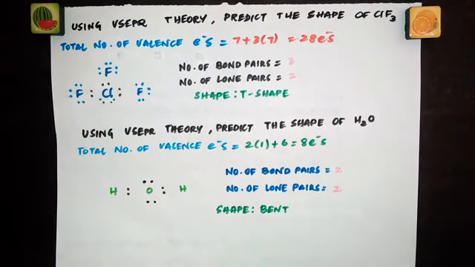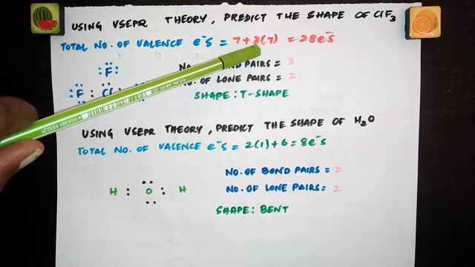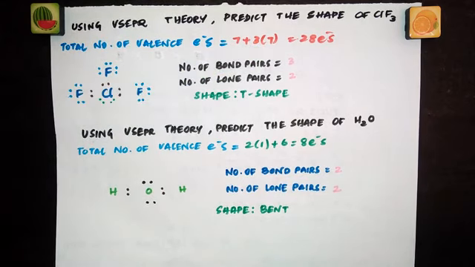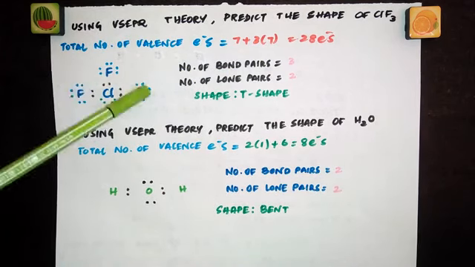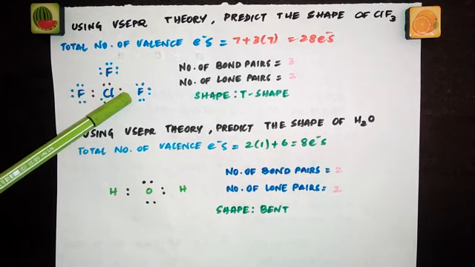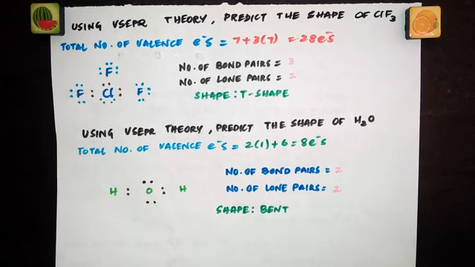The next example is ClF3. Using VSEPR theory, predict the shape of ClF3. So I have used the Lewis structure method. So total number of valence electrons is equal to 7 for chlorine, and for fluorine again 7. So 7 into 3, because 3 fluorines are there, you are getting 28 valence electrons. So draw the skeletal structure, put a pair of electrons between chlorine and fluorine. So 3 pairs I have drawn already. So complete the octet for fluorine and then put the remaining pairs as lone pairs on chlorine. So from the structure, number of bond pairs is equal to 3. Number of lone pairs 2. So the shape is T shape.